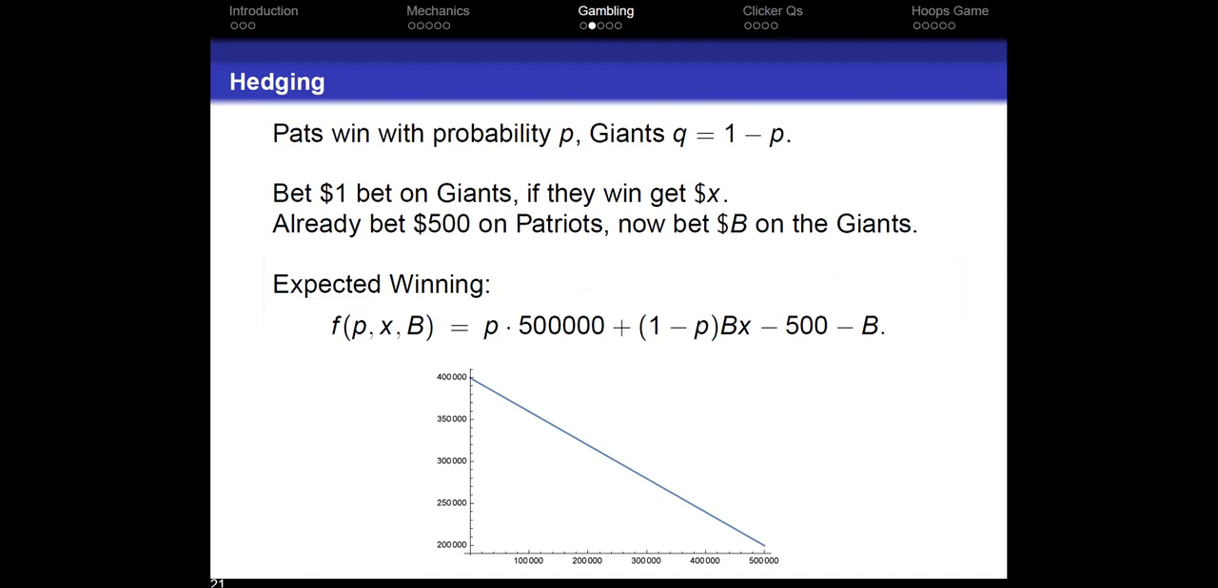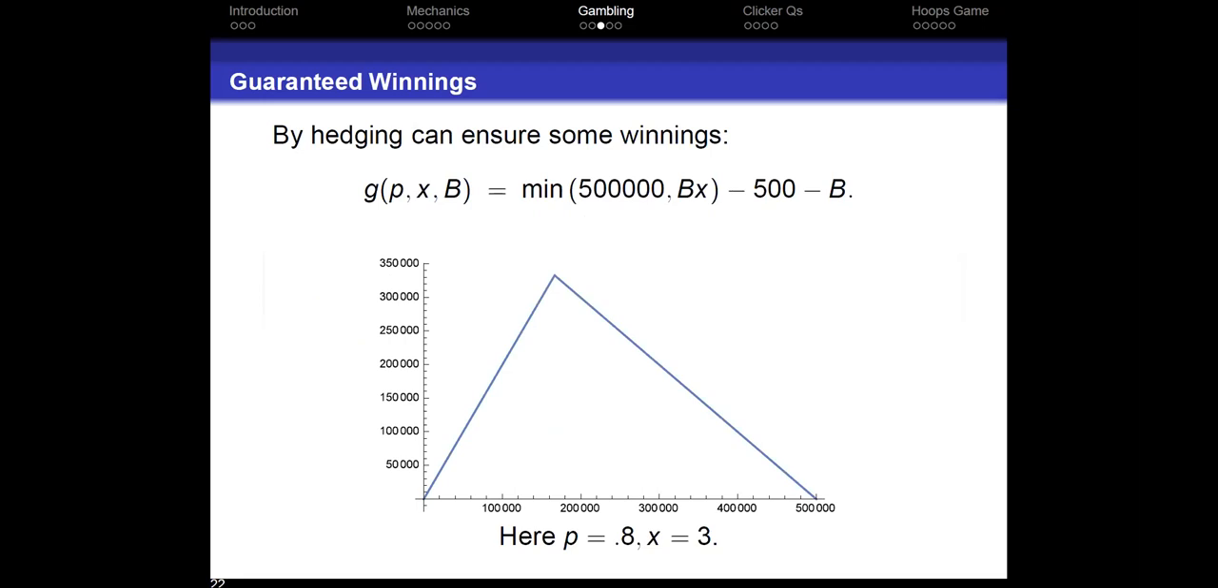So imagine the Patriots have a probability P of winning. The Giants will then have a probability of 1 minus P. We're not going to have a game tie. So imagine for every dollar you bet on the Giants, you get back X dollars. And so here is a plot of his expected winnings. Imagine that by hedging, he's going to bet B dollars on the Giants. And then we can vary it and see what we're going to do. And we can actually adjust things so we can guarantee, say, $350,000.